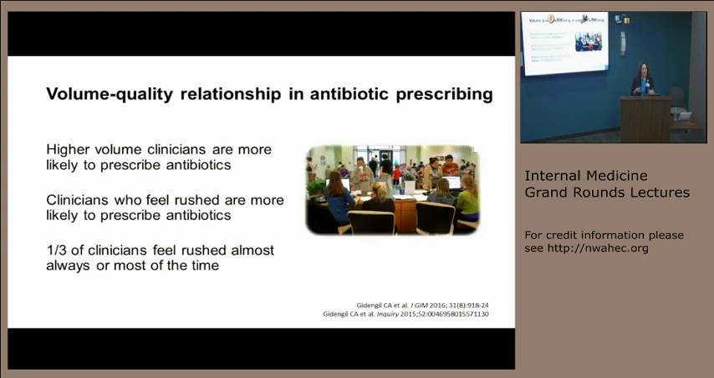So the volume-quality relationship has been looked at. For certain specialties, for example in surgery and for some high acuity conditions, there's a positive volume-quality relationship where the more surgeries you do, the better your outcomes are. That is not true for antibiotic prescribing. Higher volume providers and higher volume clinics are associated with overprescription, not more appropriate prescribing. And the subjective feeling of being rushed is associated with antibiotic overprescribing, and about 1/3 of us feel that way almost always or most of the time.